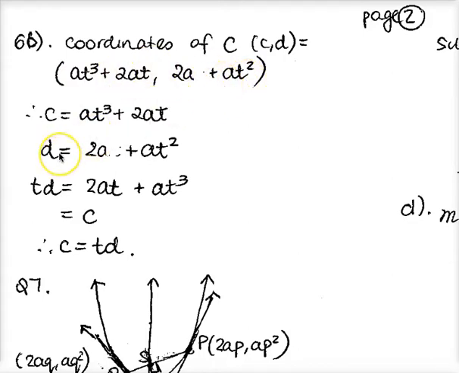So you then have to show that C, which is this, is equal to D times T. Now that's what D is. If you times D by T, you're timesing the 2A by T and the AT squared by T, and you get 2AT, AT cubed. Now that is the same as C up here. They're the same. Yes. Okay?